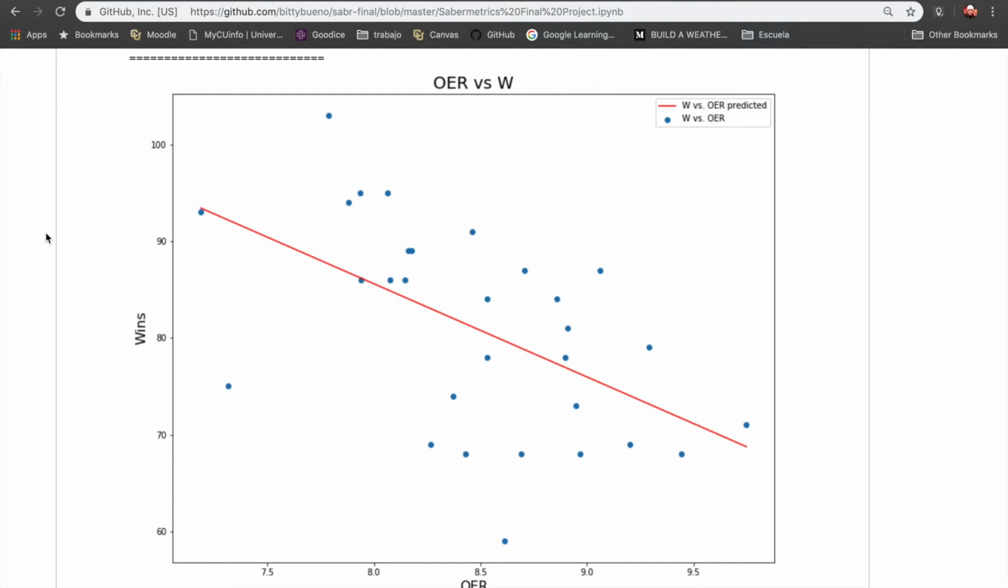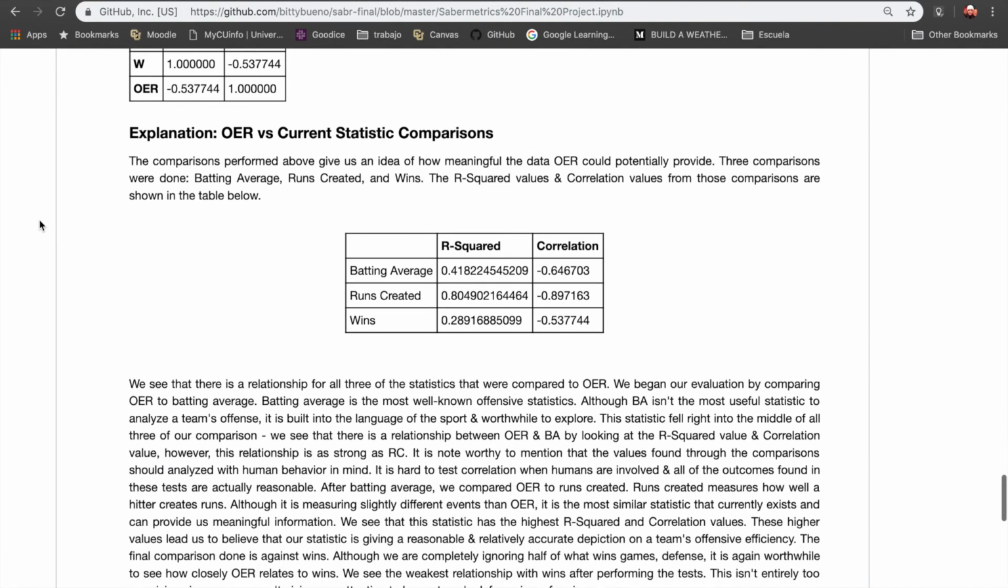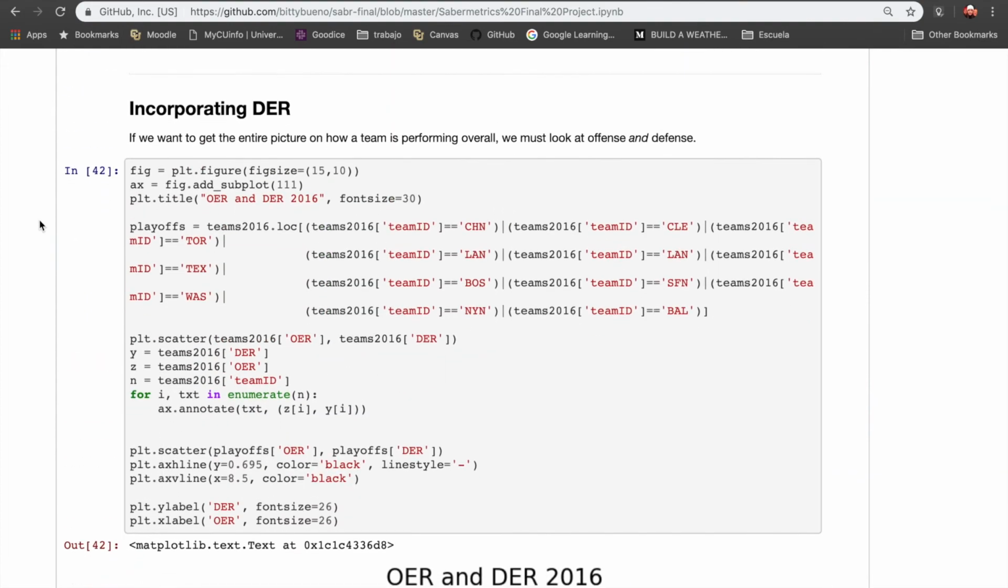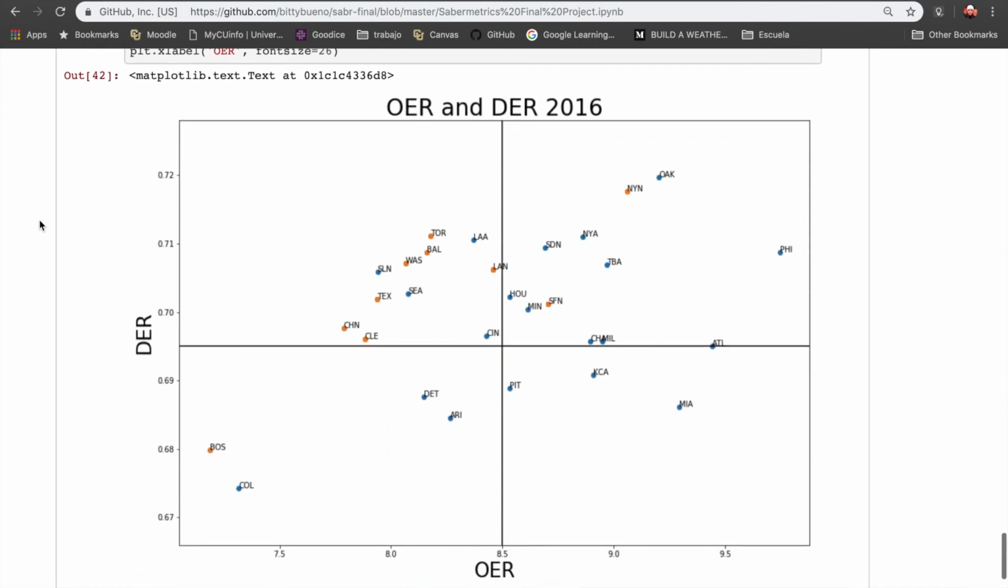And again, we know that what wins baseball games isn't just offense. We have to take into consideration defense as well. So when we start incorporating DER, now we can kind of get an entire picture of how well a team is performing. So what I did here is I graphed DER by OER for each MLB team in the year 2016.